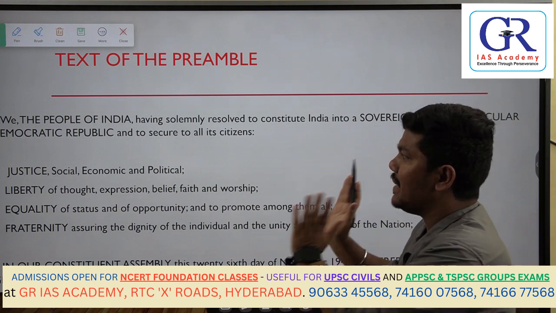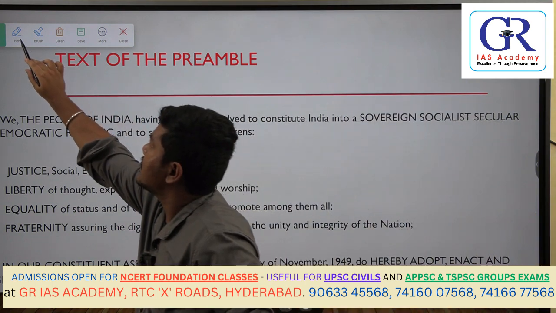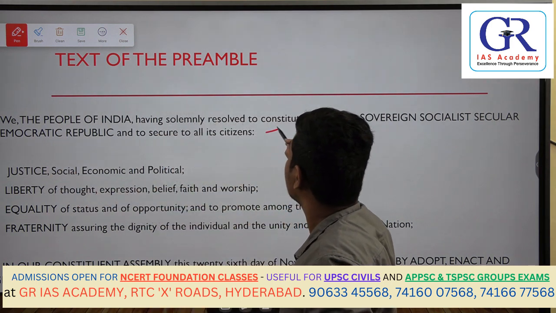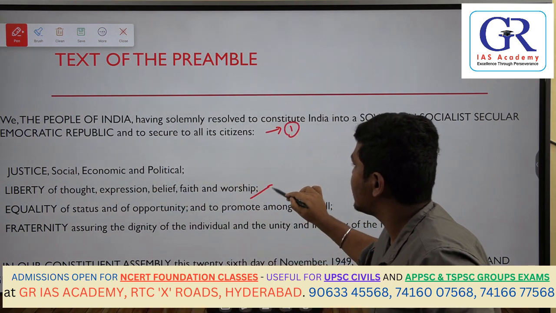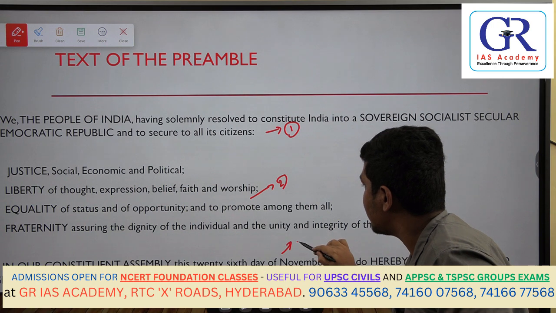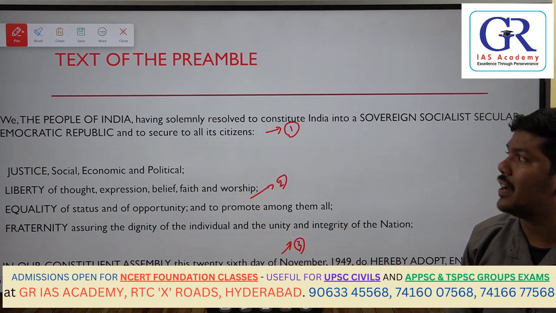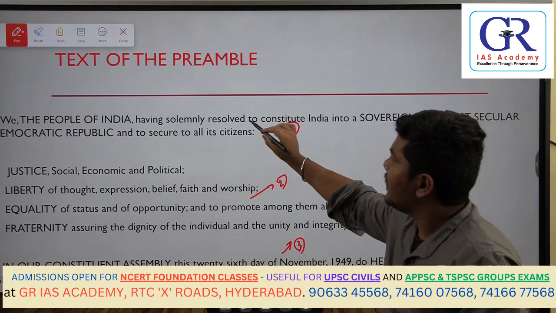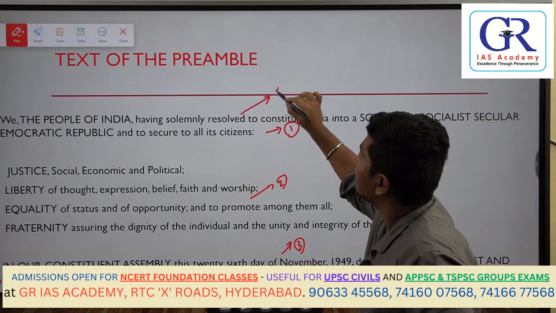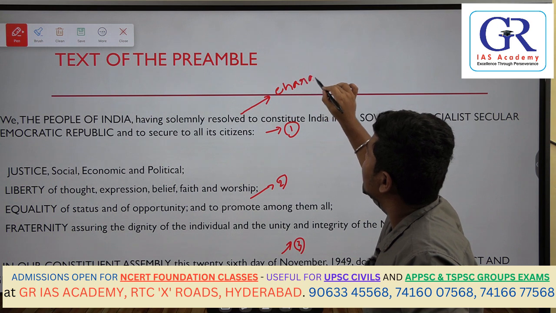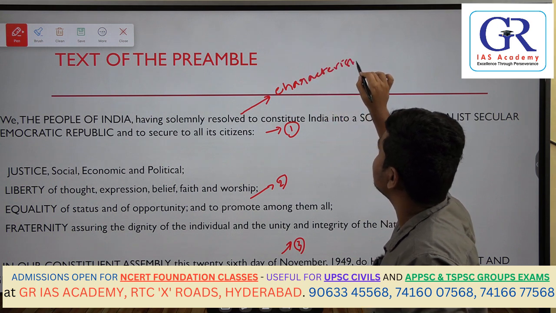Basically, it contains 3 parts. This is part number 1, this is part number 2, and this is part number 3. We will divide the exact text of the preamble into these parts. If you see part number 1, it provides you the characteristics of your country.